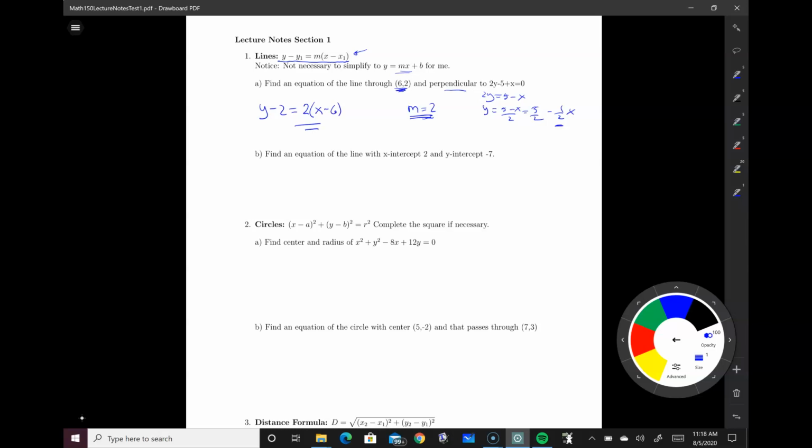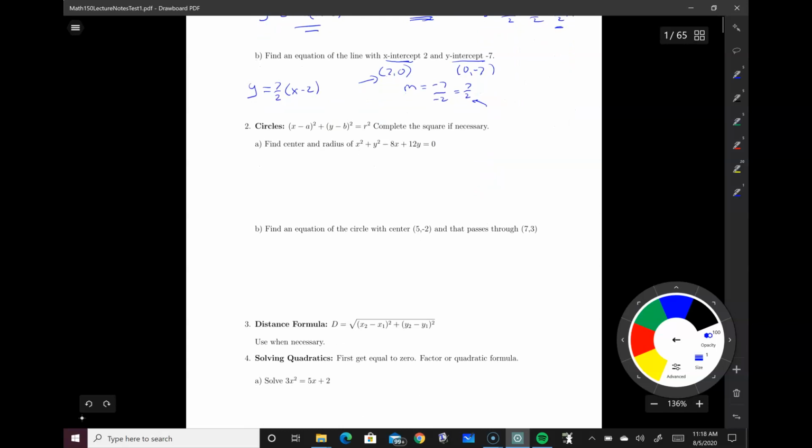All right, so here we're trying to find the equation of a line with x-intercept and y-intercept. So this x-intercept is telling me that it's going through the point (2, 0). This y-intercept tells me it's going through the point (0, -7). So if I have 2 points, I can find the slope of the line. So I'll subtract this way, negative 7 subtract 0, 0 subtract 2. So I get a slope of 7/2. I'm going to use this point and this slope, so I'll get y is equal to 7/2 (x minus 2).